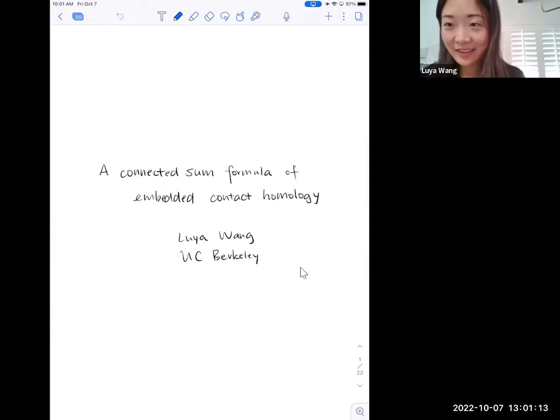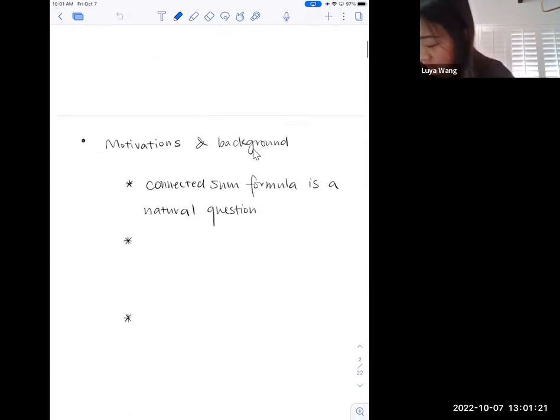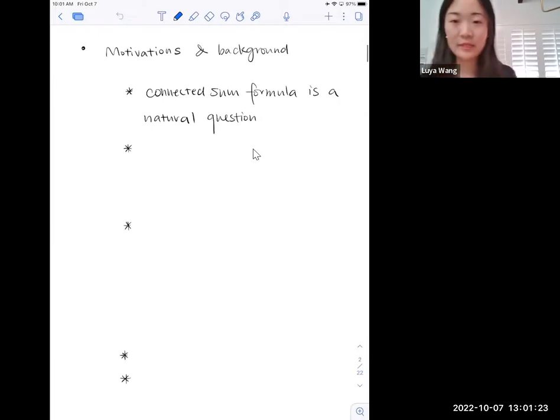Thank you, Catherine. So today I'm going to talk about a connected sum formula for embedded contact homology. I'll give some motivations and background first, and then I will give an overview of embedded contact homology, and then I will show you a rough sketch of the proof of the connected sum. So the motivation besides connected sum is a natural question.